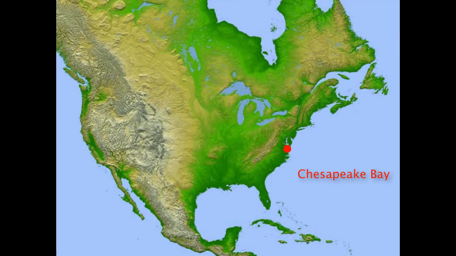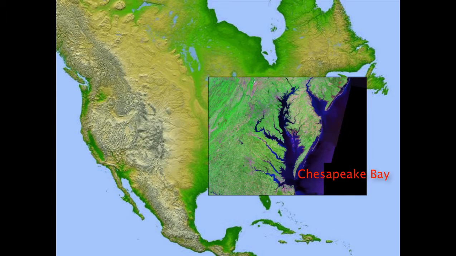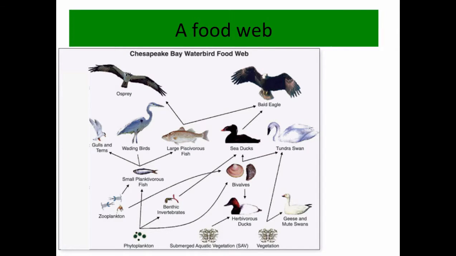In this lesson I'm going to take a little trip to the US. This place here is called Chesapeake Bay. Let's have a zoom in here. This bay is a home to lots of different wildlife, particularly many bird species. So this is the food web around the Chesapeake Bay area. You can see you've got water birds, fish, shellfish, etc.